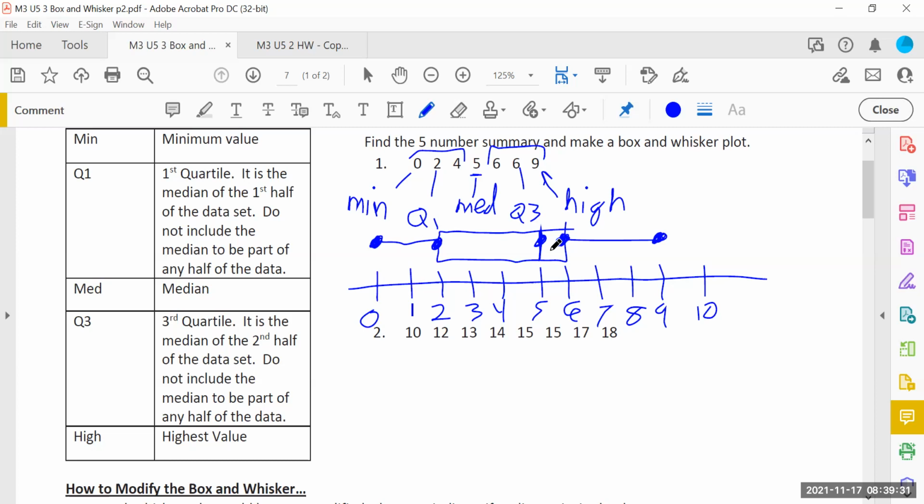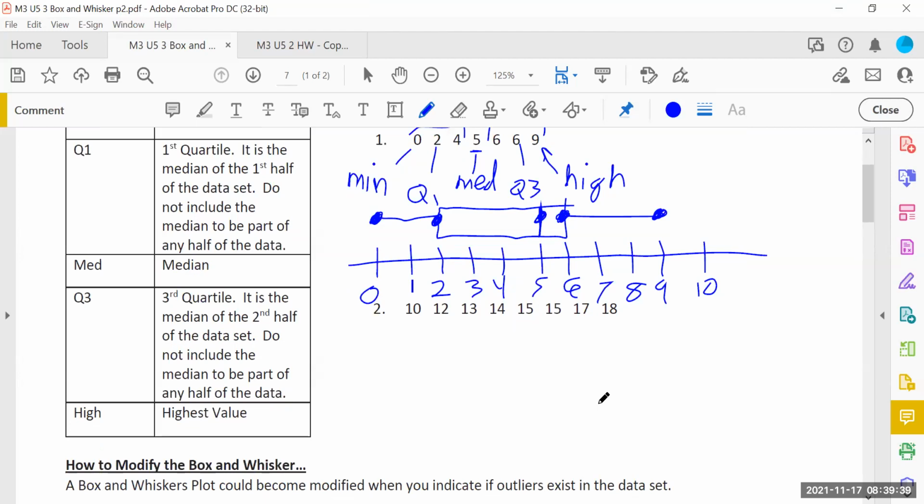So now, oops, try that again. There we go. So look at number 2. Same exact thing. Are the numbers in order? Yes. That's the first thing I need to check. I need to make sure they're in order. Now, the smallest one is my minimum. Biggest one is your maximum or high value.